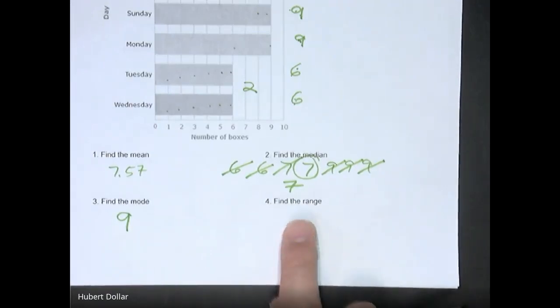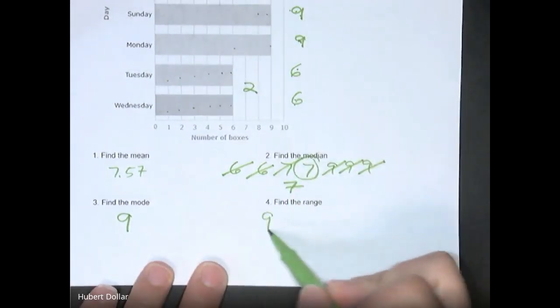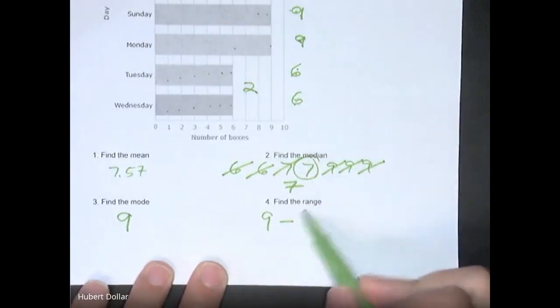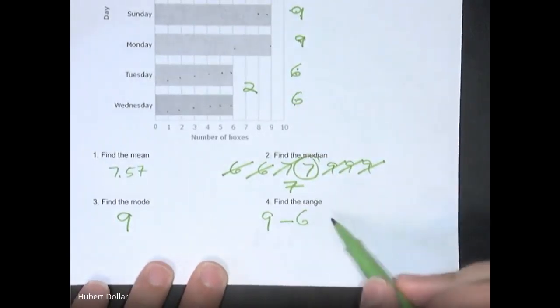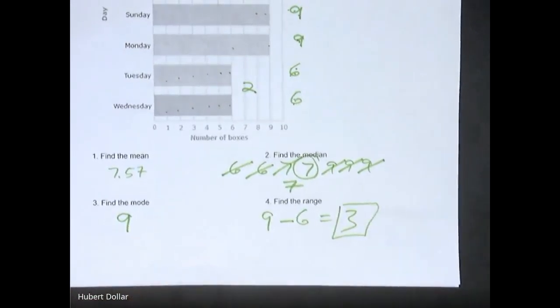And the range is the highest number minus the lowest number. So the highest number is 9, minus the lowest number, which is 6. The largest minus the smallest, which is 3. So the range is 3.